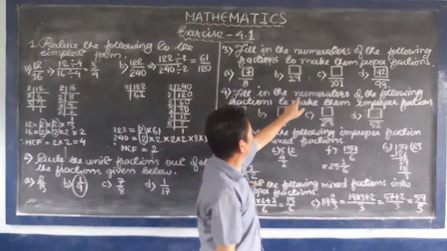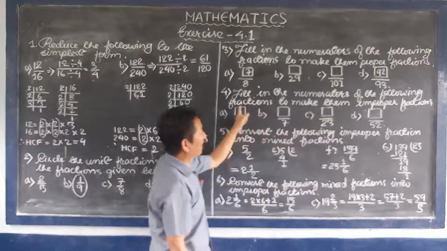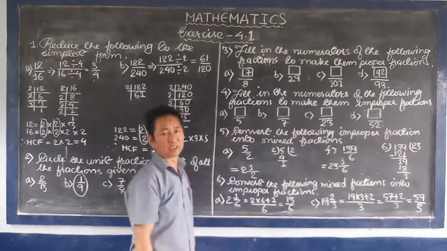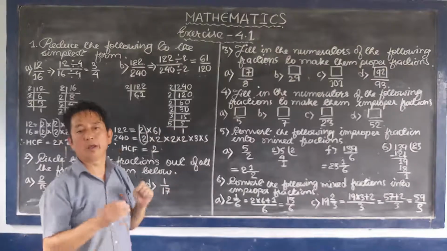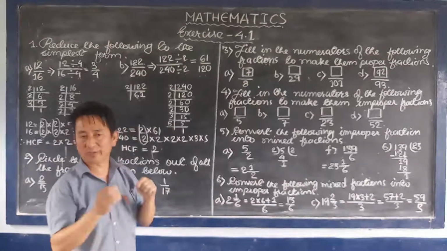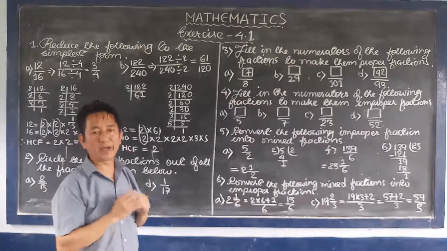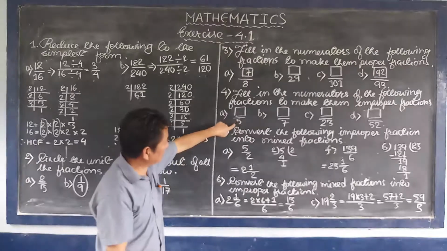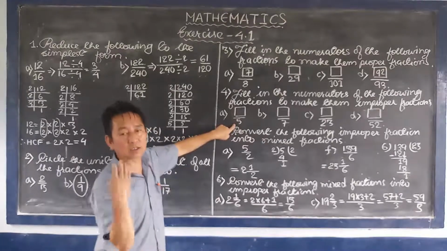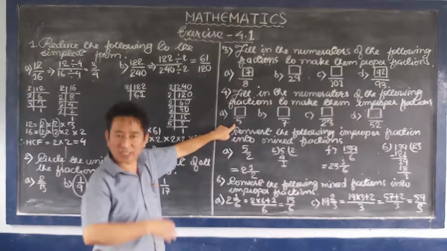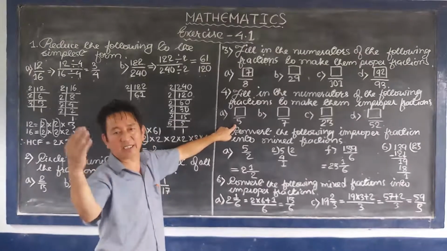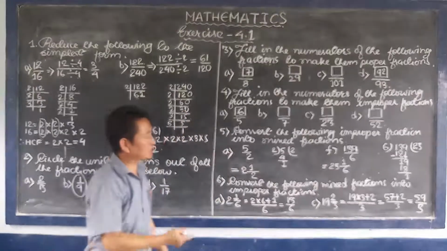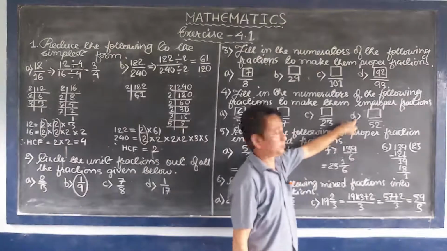Now next, question number 4. Fill in the numerators of the following fractions to make them improper fractions. As I already explained to you, an improper fraction is a fraction whose numerator is more than the denominator. Denominator is here 5. What are the numbers greater than 5? 6 onwards. 6, 7, 8, 9, 10 and so on. So I write 6.